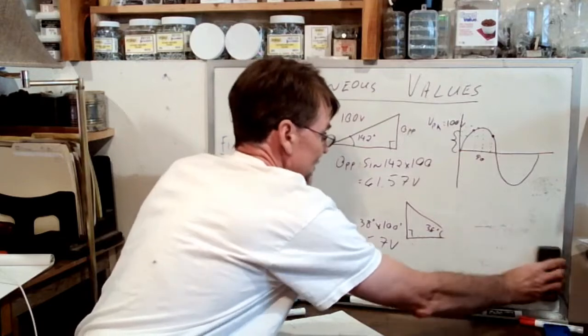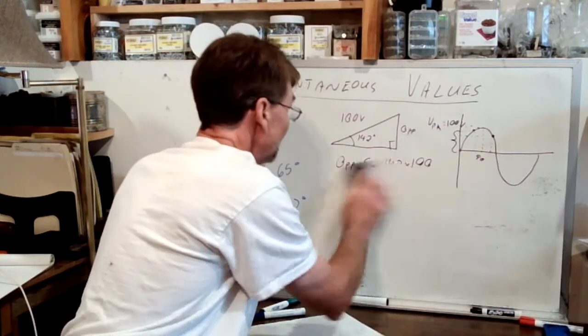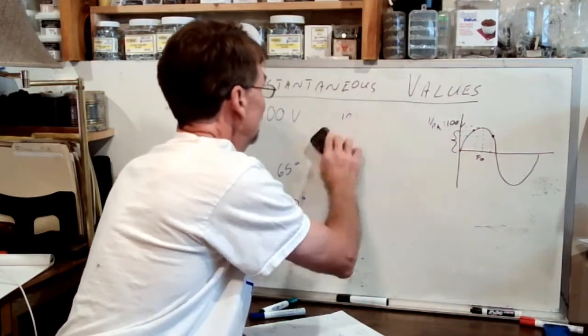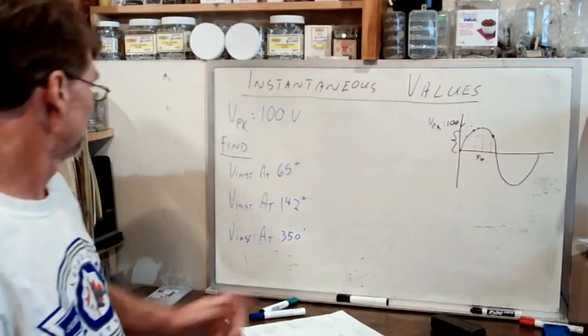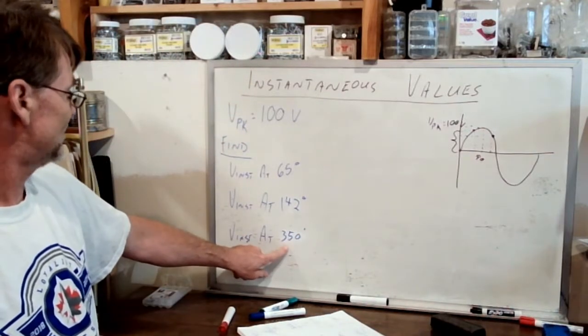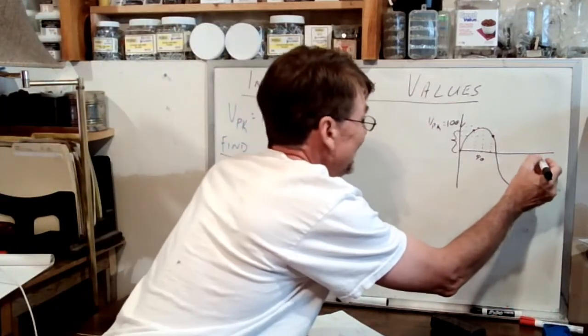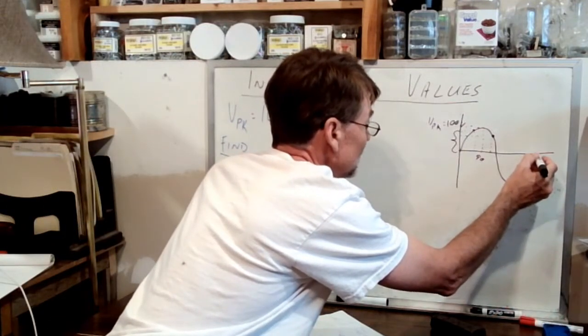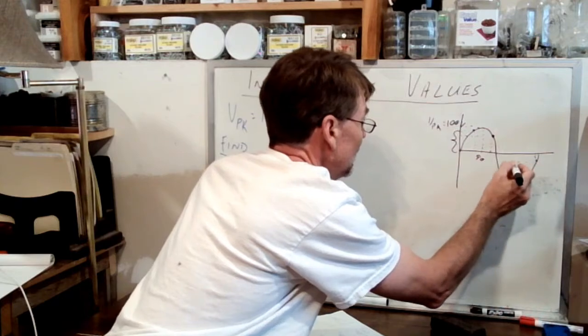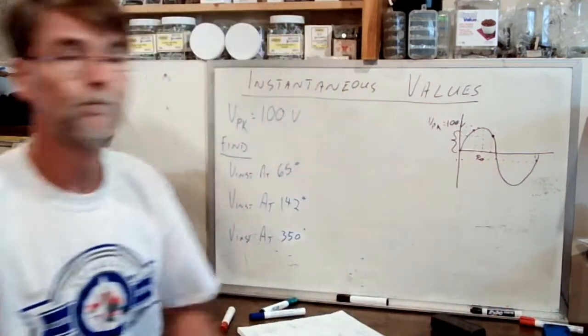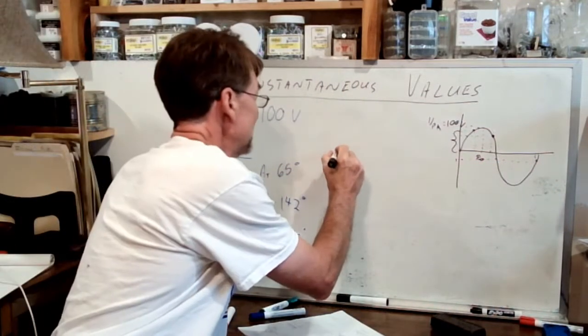Let's move on to the third example. Now we're asked, what is the instantaneous voltage at 350 degrees? That is very nearly the end of our cycle. It's way out here. So let's draw the triangle.